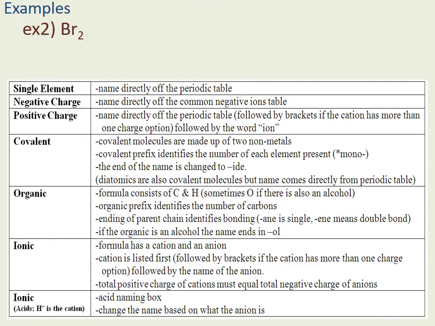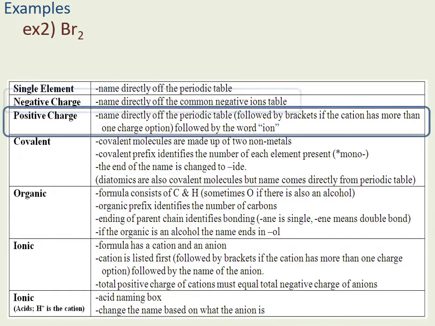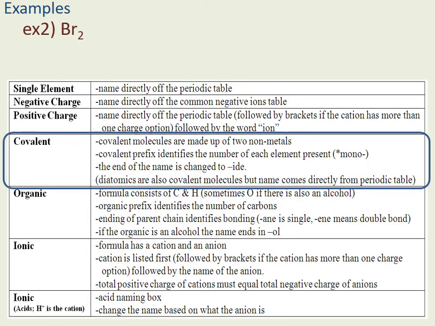Example 2, Br2. I do not have a single element because I have two Brs. I don't see a negative charge. It does not have a positive charge. Is it a covalent? Well, covalents are molecules made up of two nonmetals, and I only have one element there. But at the bottom of the covalent box, it says diatomics are also covalent molecules.